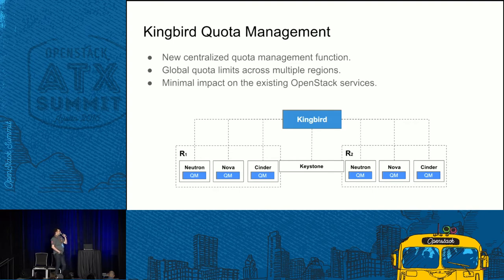Kingbird itself has a requirement on the underlying infrastructure that Keystone has to be deployed centrally. But that goes in line with our use cases in OPNFV multisite, so we basically take this for granted, so that we have a centralized authentication system.